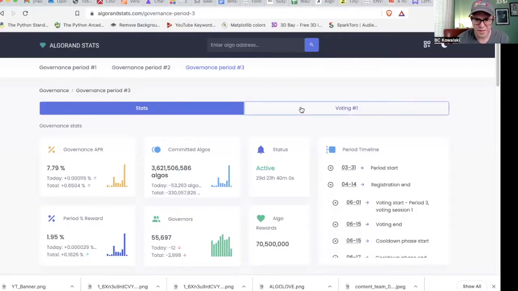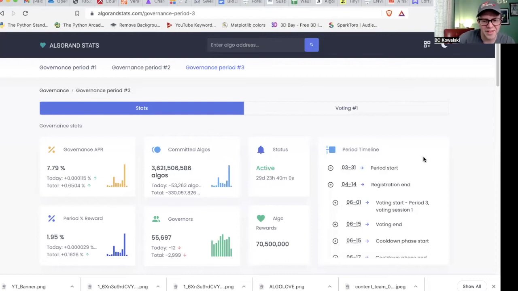If you look at the major, we can look at that, actually. Let's look at that. Here we go. So what do we got right now? This is period three. 3.6 billion Algorand committed. And how many governors? 55,000. 55.6. So 3.6 billion.